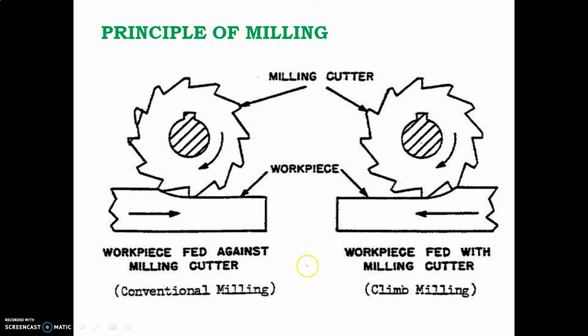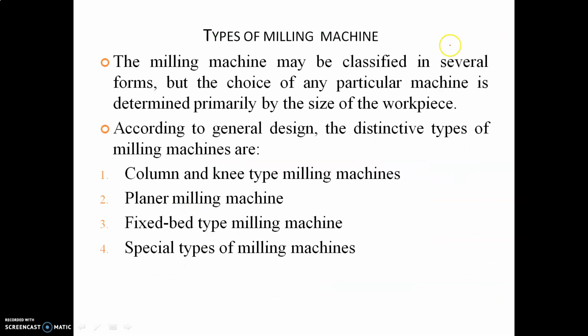Principle of milling. The workpiece is fed against the cutter. This is conventional milling, and another one is climb milling. This is conventional and climb milling. In one, both are in the same direction, observe here. But here both are in opposite directions. This is the opposite nature.